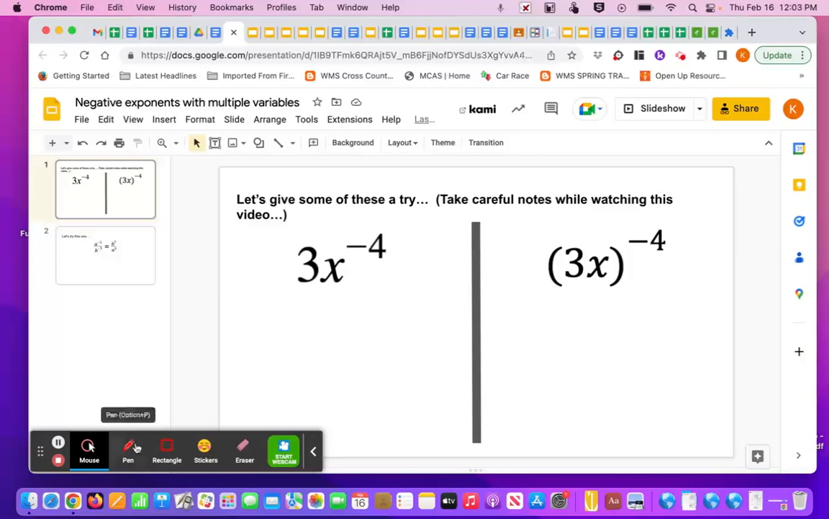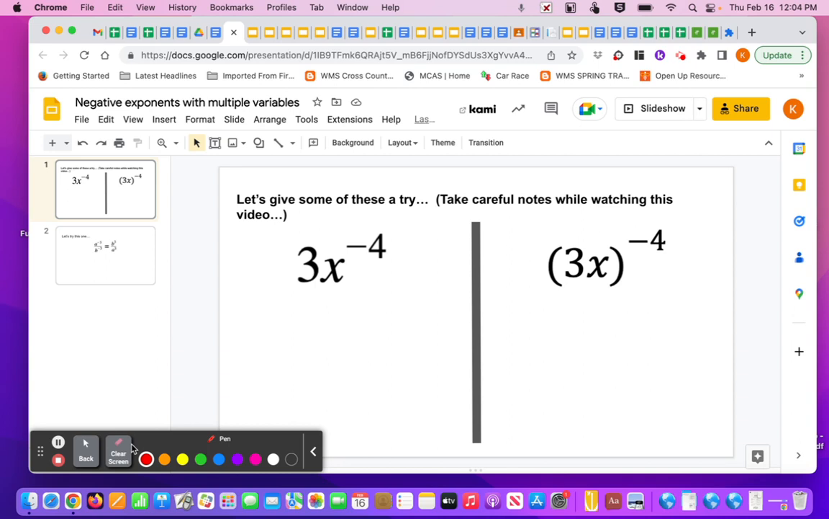Mr. Farley here, and I'm going to share with you a video on some negative exponents. Some of these are a little bit more challenging. You're going to notice that we'll have multiple variables on some of these, and I always like to kick a video like this off with this example that we have here in front of us. So let's take some careful notes and let's see if we can make some sense of this.